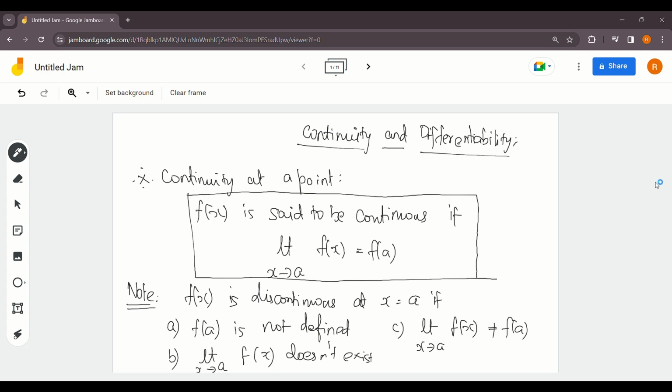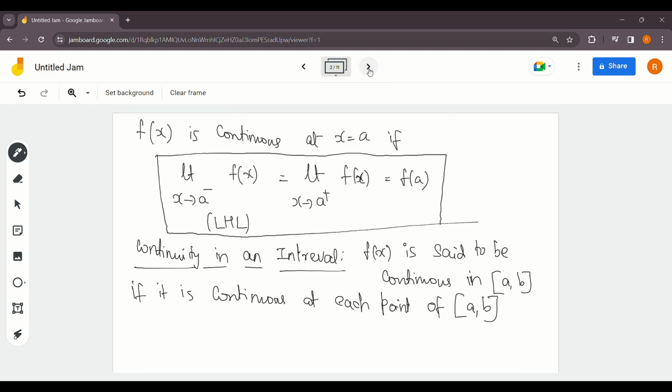As I had written here, f of x is said to be continuous if limit of x tends to a, f of x equals f of a. I have also given the conditions for when the function is discontinuous. Suppose, for example, f of a is not defined, that is when infinity comes. Second condition, the limit value doesn't exist. Limit of x tends to a, f of x equal to f of a, if it doesn't exist, then it is not continuous. Or if limit of x tends to a, f of x is not equal to f of a, then also the function is discontinuous.